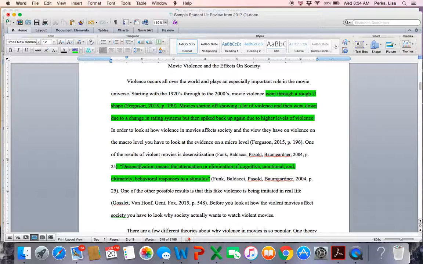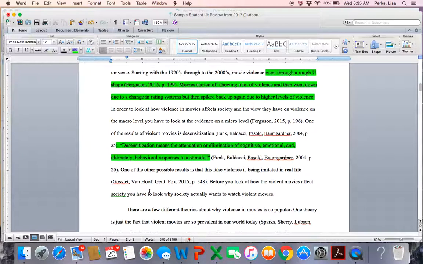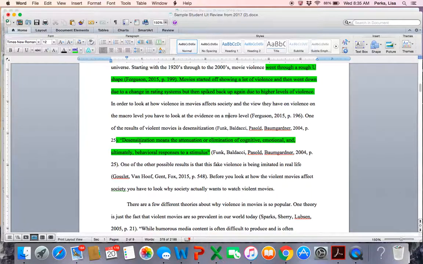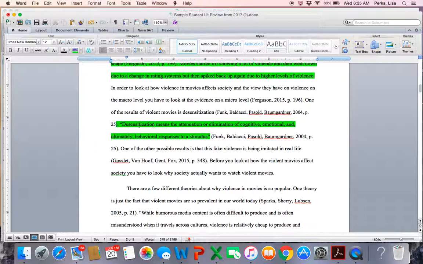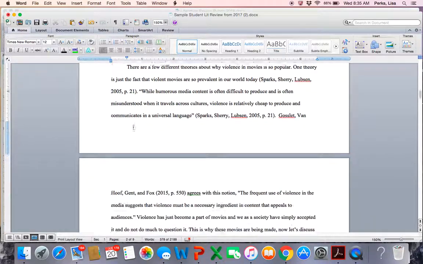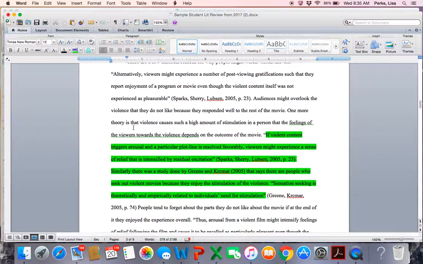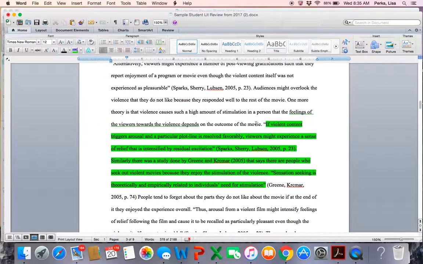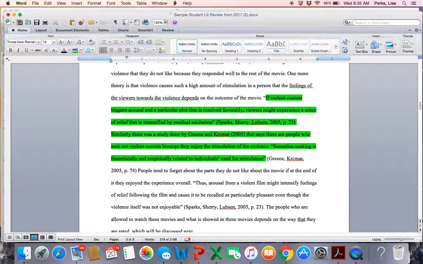Another key piece that Bob excelled in is that he defined desensitization and other key terms as he went. So again, he's not using a dictionary definition because that would be different than how communication scholars use it. He's got a great solid definition here. As we scroll down, we can see that he's got really good examples of putting related sources in dialogue. So he's got Sparks et al. and then Green and Kritchmar, and they're both from 2005, and they're talking about similar ideas. It's about sensation seeking. It's about this stimulus that violent content provides.